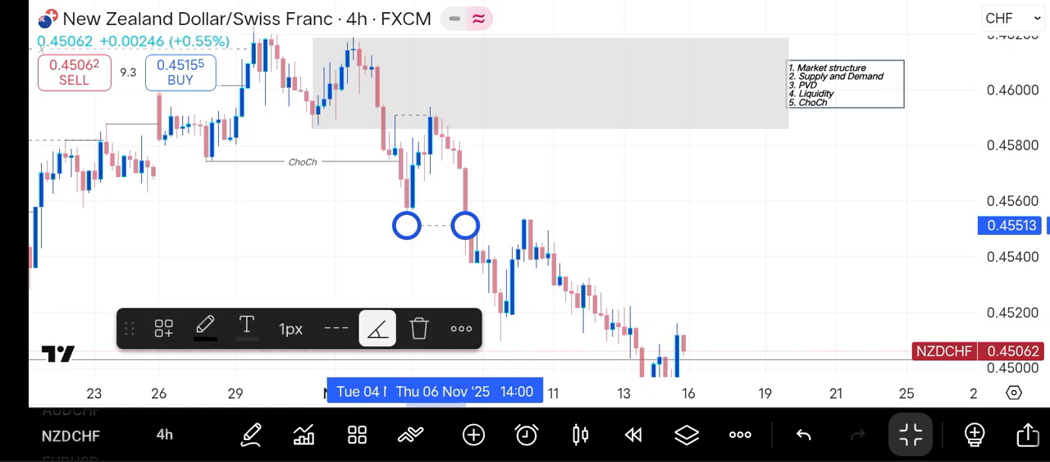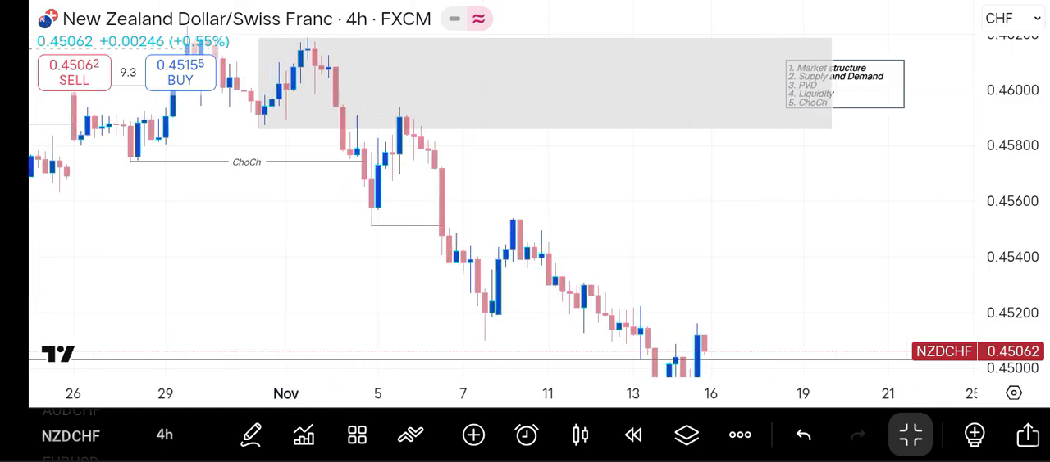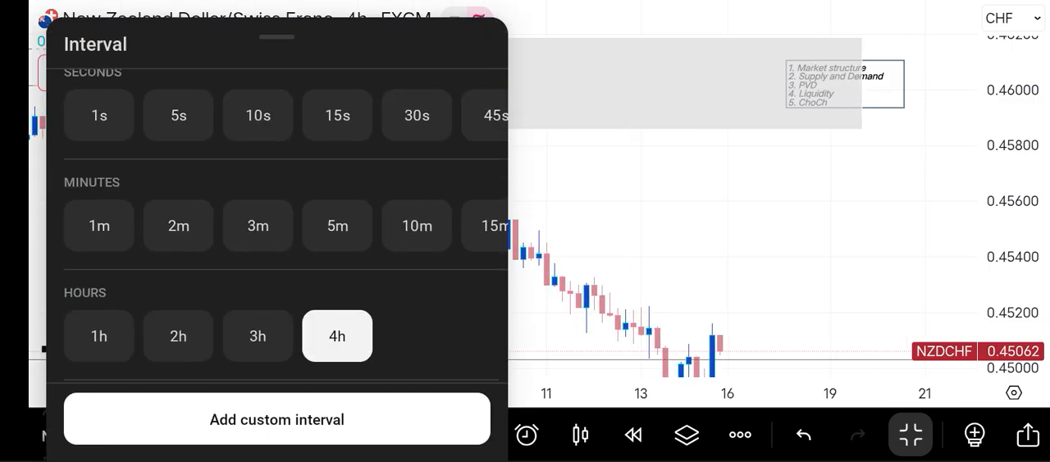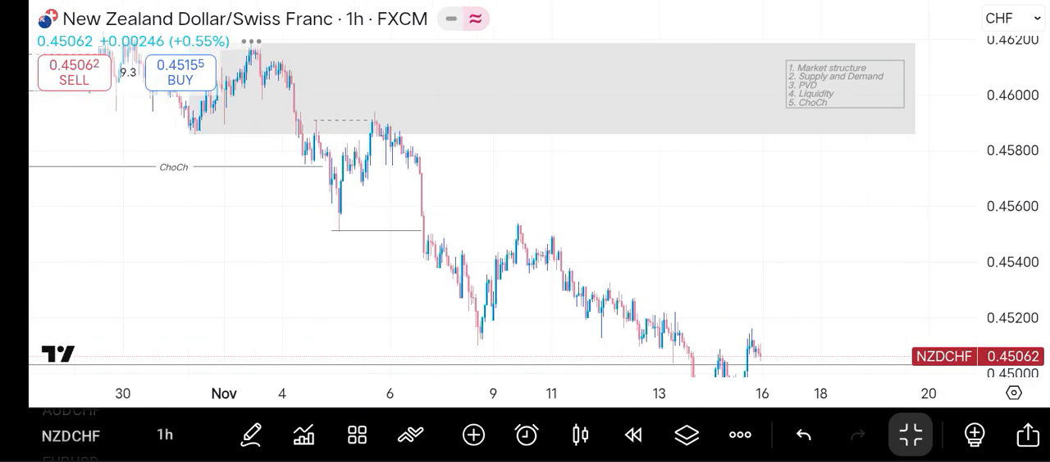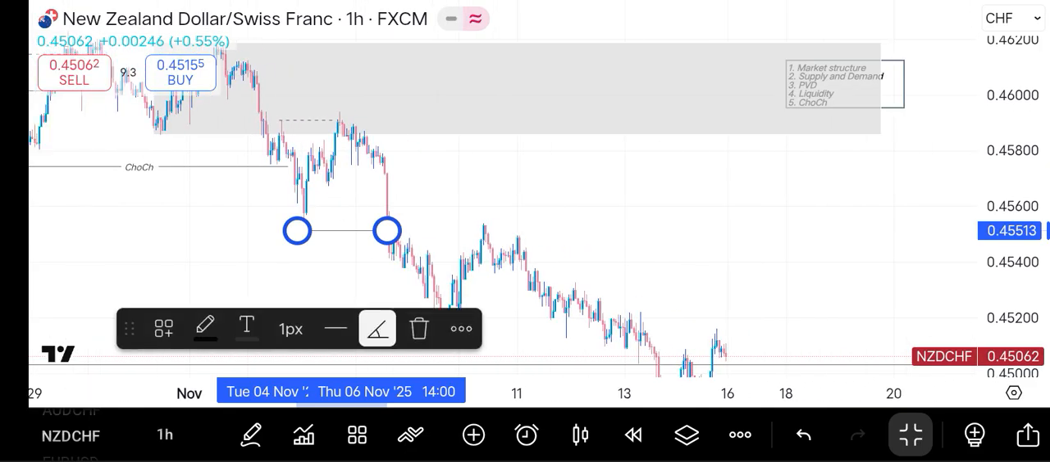Time is over. I'm trying to be a little bit quick. Then I dropped to the, look at this, I dropped to the 1 hour time frame. Okay, so this is a bigger structure representing that the market is paired, right?